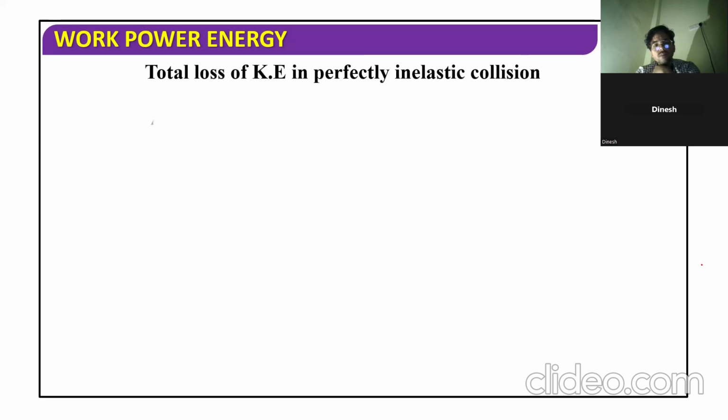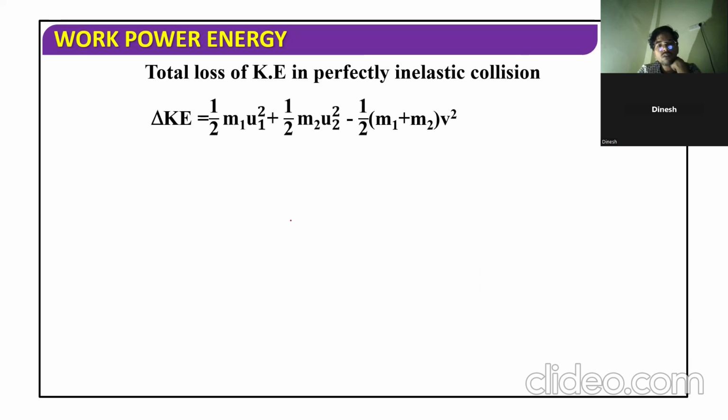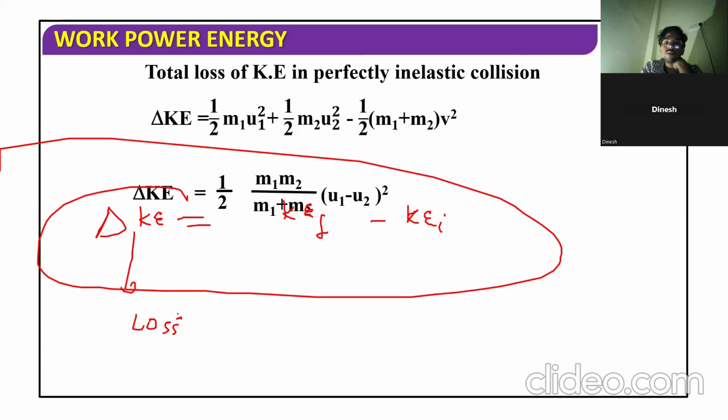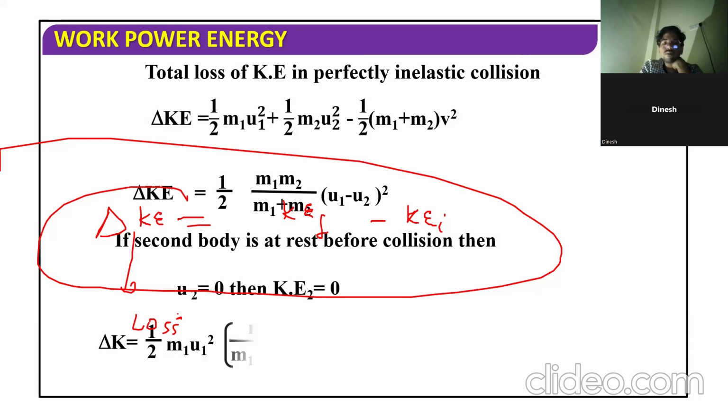By reading. Total loss, how much? Final minus initial. Kinetic energy final of the system minus kinetic energy initial of the system. This is the loss of kinetic energy. Confirm there is a loss. No need to remember this formula. Concept is very important.